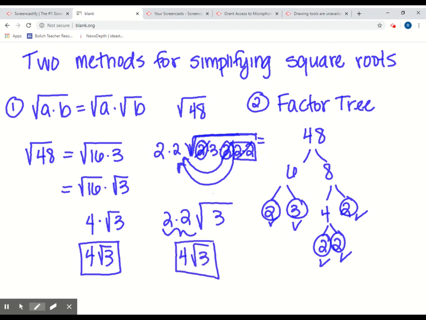So the factor tree might take some more time, but it is a very efficient way to simplify square roots if you cannot see what perfect squares go into it. And we are done.